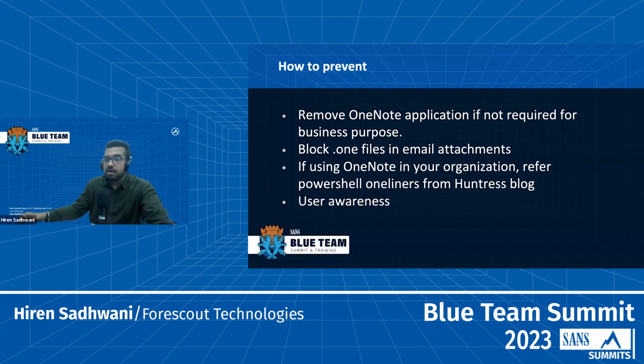Also, do block .one files from email attachments. And the main part is always user awareness. Make users aware of the different kinds of new phishing emails and malware attacks, and that they should not click on any unknown files or files from unknown senders. Even if it is coming from a known sender, double check using other parameters, like whether they have really sent this file, and check with them by other mediums. So user awareness is always a must.